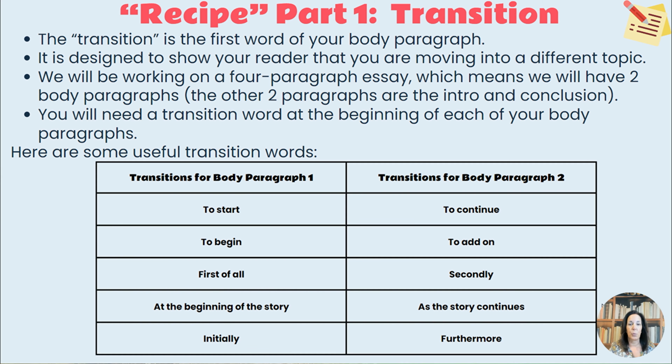Okay, so here's part 1 of our recipe, which is your transition. The transition is the first word of your body paragraph. It is designed to show your reader that you are moving into a different topic. We will be working on a 4-paragraph essay, which means we will have 2 body paragraphs. The other 2 paragraphs are the intro and the conclusion. You will need a transition word at the beginning of each of your body paragraphs.